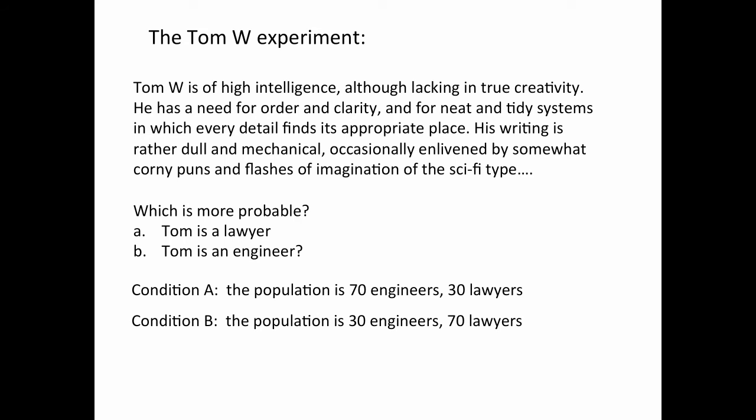Description: Tom W. is of high intelligence, although lacking in true creativity. He has a need for order and clarity and for neat and tidy systems in which every detail finds its appropriate place, and so on. Clearly it was written to match a prototype or stereotype of an engineer as opposed to a lawyer. What Kahneman and Tversky wanted to see is whether the participants would be influenced at all by the base rate information, especially under the condition in which engineers were the minority. Would they be less likely to say that Tom is an engineer?